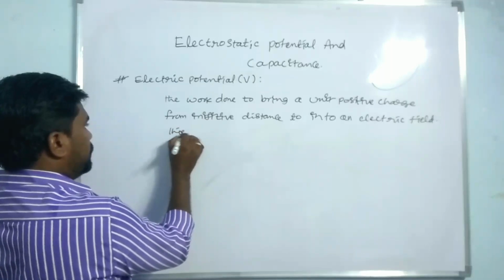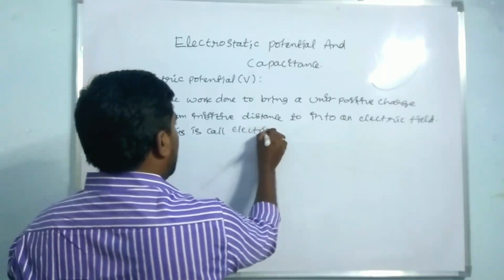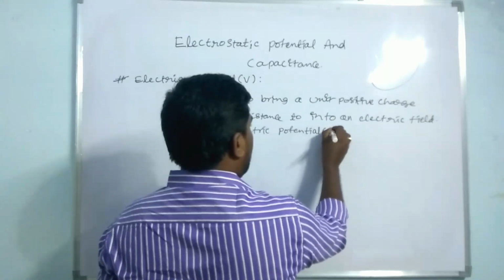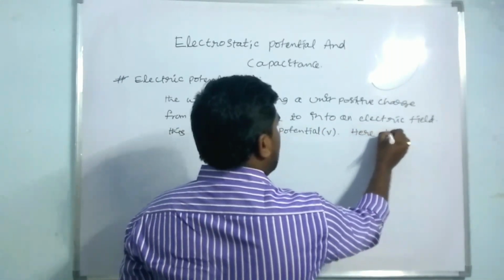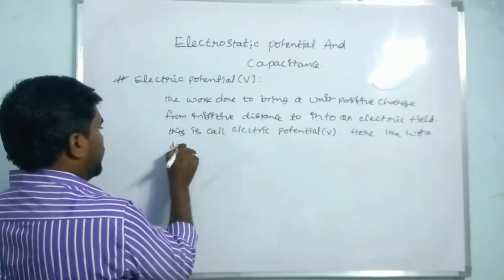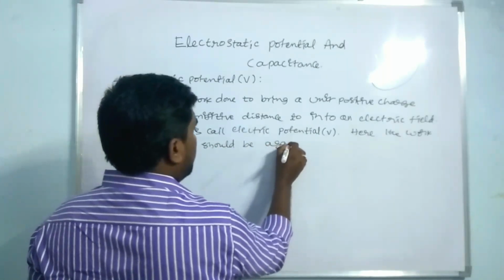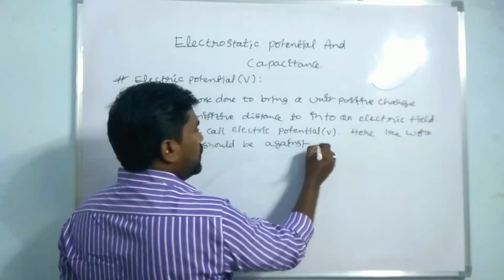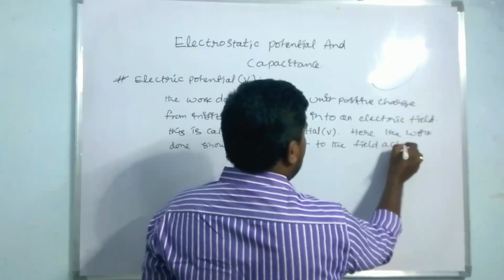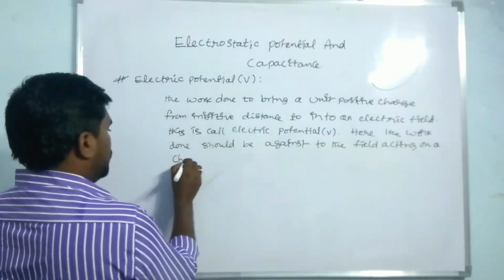This is called electric potential. Electric potential V. Here the work done should be against the field acting on a charge. Very important, this point: field acting on a charge.